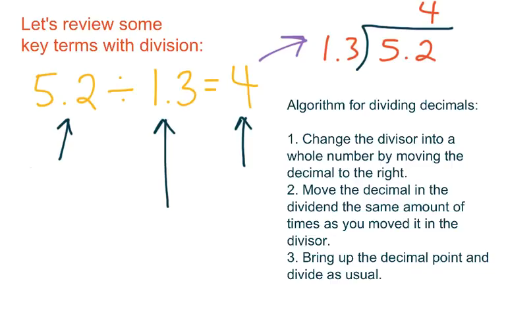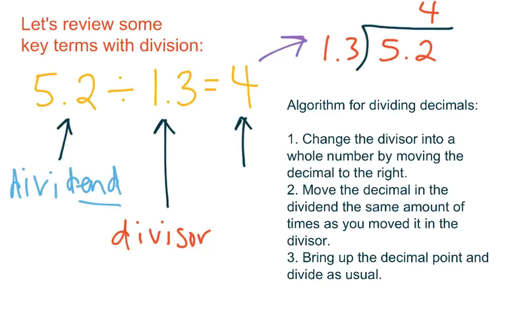If you look at the screen, you'll see that we have the problem 5.2 divided by 1.3 equals 4. And we have some key terms that we definitely need to remember when we are dividing decimals. The first term is that the first number in a division problem is called our dividend. I always remember that because this number is on the end, so that would be my dividend. The second number is our divisor, or what we are dividing by, so what we're splitting up our dividend into. And then finally, our third key vocabulary word is our quotient, which is the answer to a division problem.